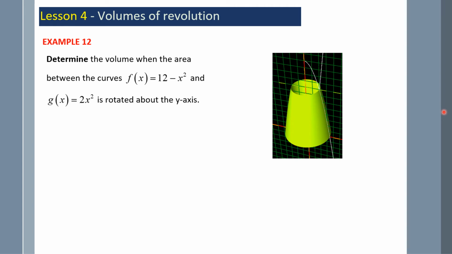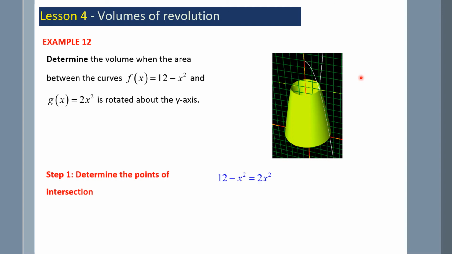Example 12. Determine the volume when the area between the curves, f(x), which is a quadratic, and g(x), which is another quadratic, is rotated about the y-axis. So here, this is our quadratic, which has a reflection about the x-axis. So here is our 12 take x squared. Here is our 2x squared. There's our intersection point.